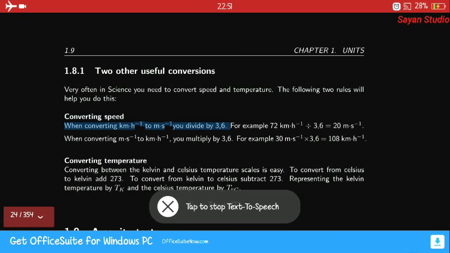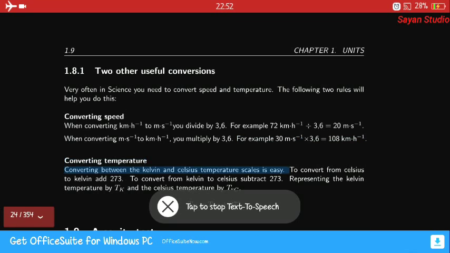Converting speed. When converting km/h to m/s, you divide by 3.6. For example, 72 km/h divided by 3.6 equals 20 m/s. When converting m/s to km/h, you multiply by 3.6. For example, 30 m/s times 3.6 equals 108 km/h.